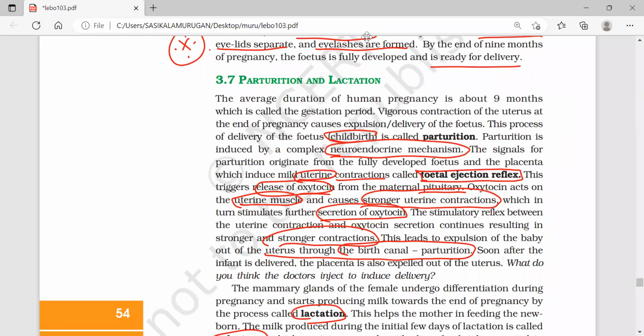Neural signals are transferred into the hypothalamus. Then the hypothalamus will order the pituitary to synthesize the oxytocin.